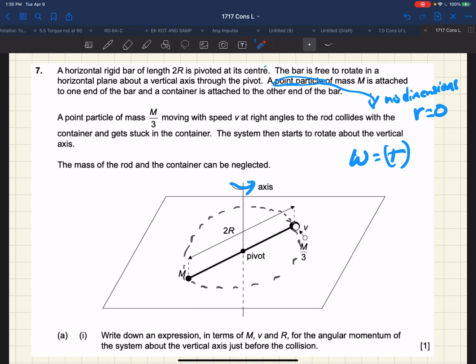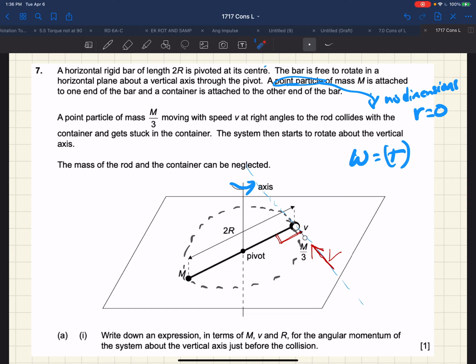Then we have a point particle of mass m over 3 with a velocity v at right angles to the rod. So if it's at right angles to the rod, then we are looking at this. And it also means that it is traveling in this direction with a velocity v. It should come as no surprise that that's a right angle, a 90-degree angle. That's important because this v would then be equal to the linear velocity of this at that particular instant right there. We have 90 degrees, so if there's a force applied to this at that 90-degree angle, then we've got a torque, and we don't have to worry about finding angles.